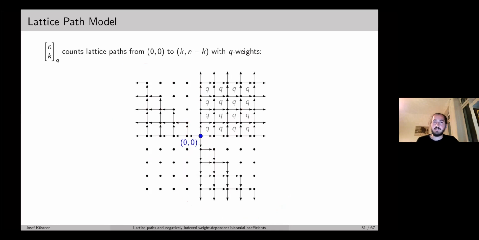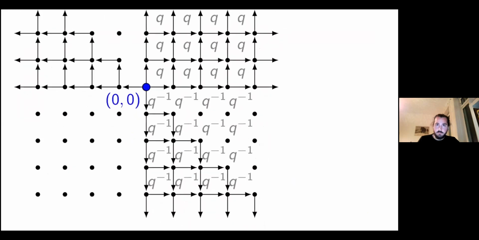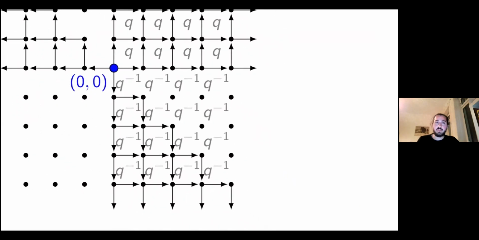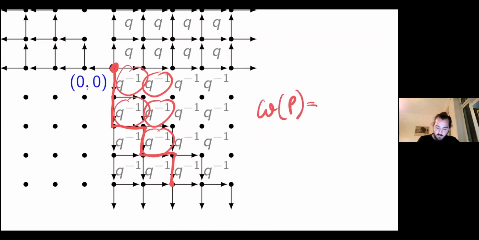And now we can give q weights to the boxes. This was maybe too small. I can zoom in maybe a bit. No, I cannot. So here we give q to the minus 1 as weights. And I do an example. For example, we start the path here, go south, south, east, south, east, south. So we cannot only go east. Then we take all the boxes that are between the path and the x-axis. So this one, this one, this one, this one, this one. We multiply, and the weight of the path will be q to the power of -5.